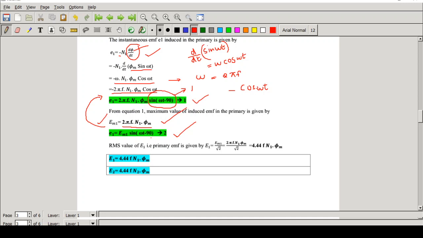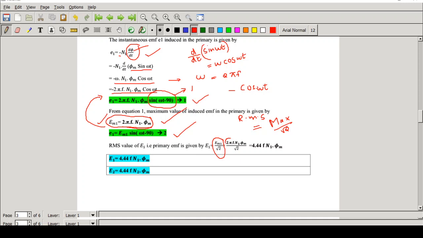Next, what I am going to find is the RMS value of the EMF. So how will you find the RMS value? The RMS value, root mean square value of any quantity, is given by the maximum value divided by root 2. So I already know the maximum value. What is the maximum value? Maximum value is given here. So I divide this by root 2. Okay, so I will get 2 pi into f into N1 into phi m divided by root 2. So this is the RMS value for the primary induced EMF.